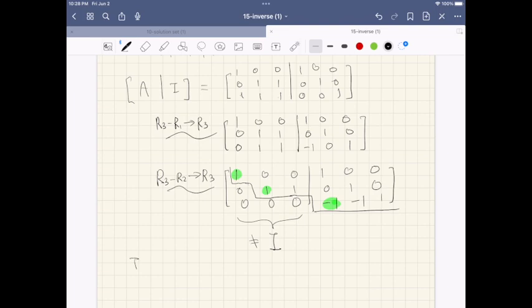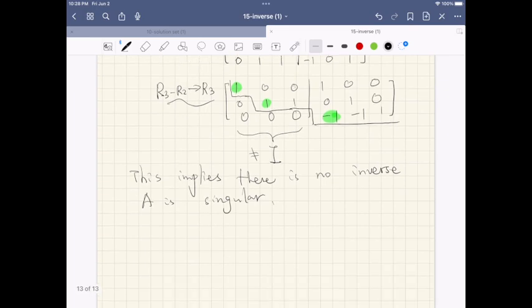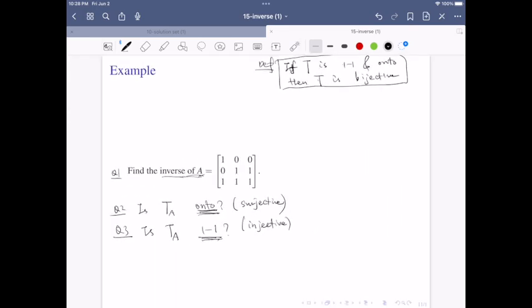This implies there is no inverse, or you can say A is singular. Now if A is singular, then the answer for Q2: is T_A onto, is T_A surjective? No. Is T_A injective? No. All right, we stop here.